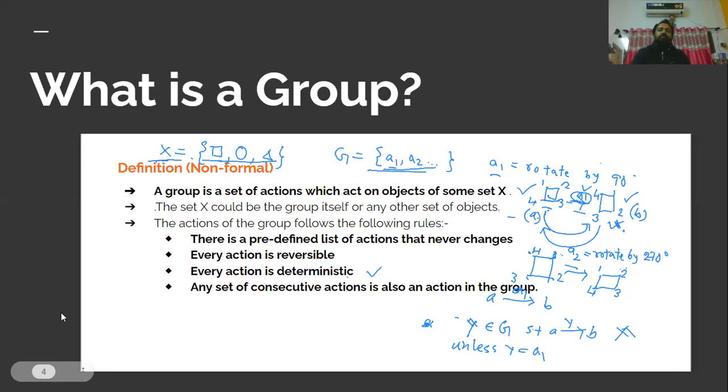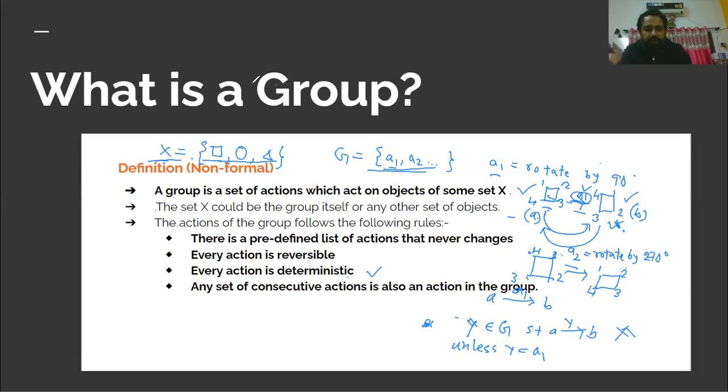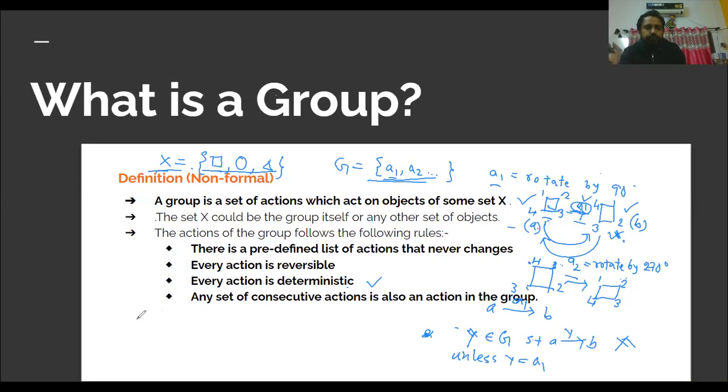Any set of consecutive actions is also an action, okay? Which basically means action is a composition. We can have a composition of actions, basically. Thus, say for example, this particular example, this is say configuration A. It goes to this configuration using a rotation, a clockwise rotation by 90 degrees.